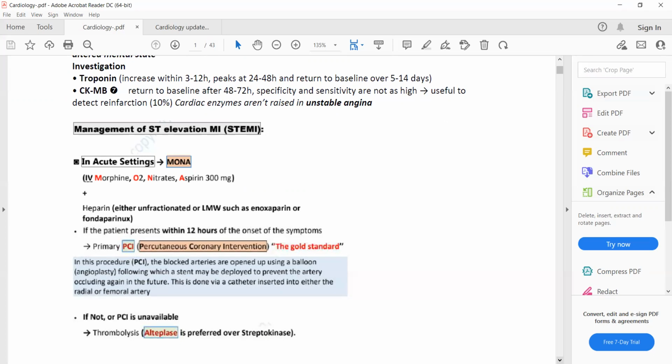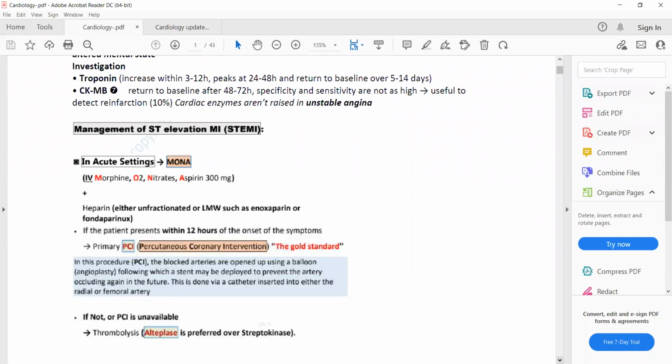First of all, as a patient presented to us with central chest pain, we'll give a strong painkiller such as IV morphine to relieve his pain. Along with morphine, oxygen will also be given. Oxygen will be given to the patients whose saturation is less than 94.